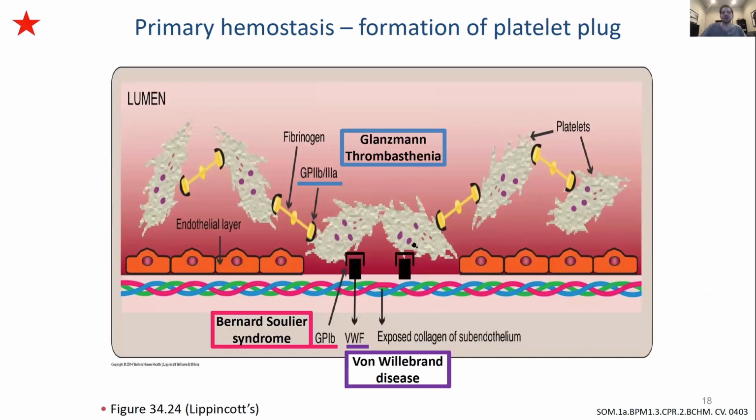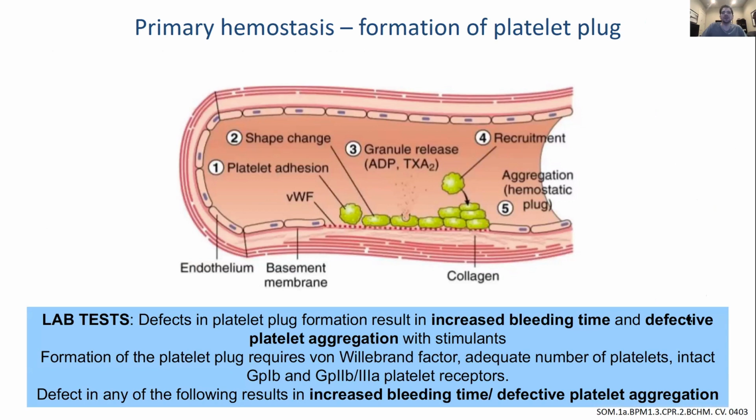The three diseases you want to worry about here are Glanzmann thrombasthenia, which is a GP2B3A deficiency, Bernard-Soulier syndrome, which is GP1B, and von Willebrand disease, which is the von Willebrand factor. They can give you this and tell you there's increased bleeding time. There's one other thing, which we'll get to in a second, that can cause it. The major thing to see here is the labs: if there's a problem with the platelet plug, it's going to cause an increased bleeding time.